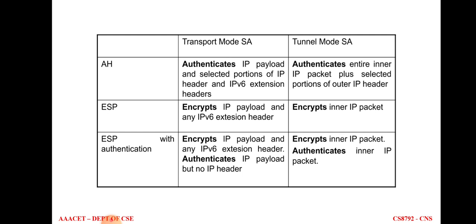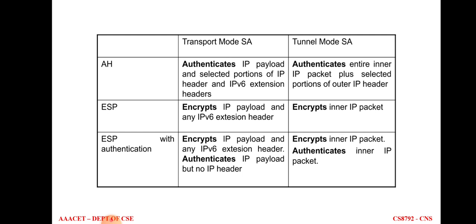What is the role of AH in transport mode? It is used to authenticate the IP payload. But AH used in tunnel mode authenticates the entire IP packet. ESP used in transport mode is used to encrypt the IP payload, and in tunnel mode it encrypts the entire inner IP packet.